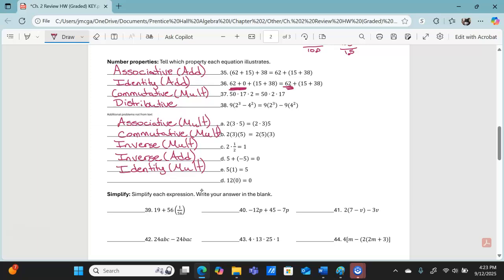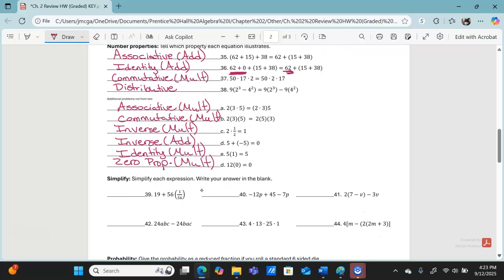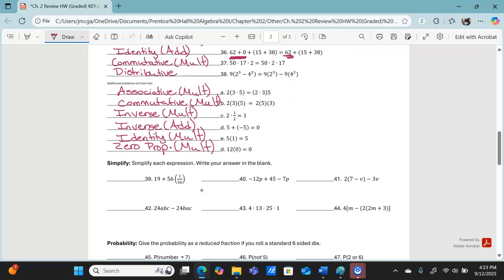And then 12 times 0 equals 0. This is the zero property of multiplication. I did not put on here the symmetric property. The symmetric property would be like if x equals 3, then 3 equals x.